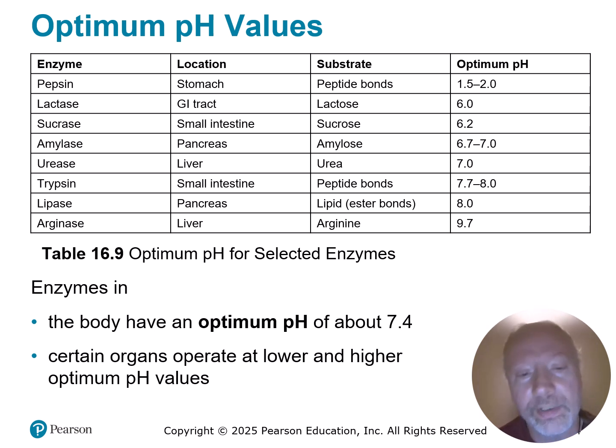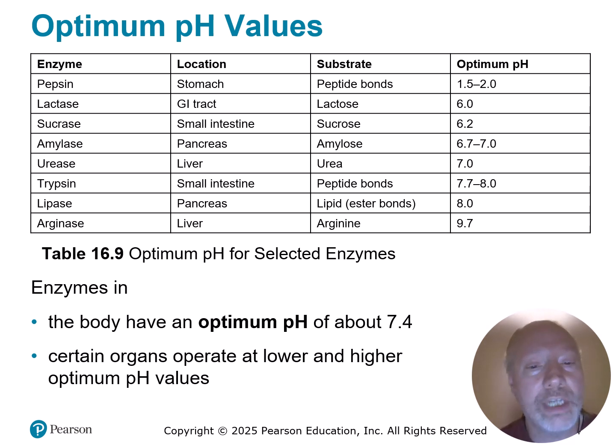In certain organs, they will operate at lower or higher optimal pH values. So a lot of enzymes, and we're not showing all those, operate best around 7.4. But many of them are sequestered, meaning kept apart, in areas that could be very acidic or very basic. The extreme is pepsin, found in the stomach. It breaks peptide bonds, and its optimal pH is 1.5 to 2.0. Well, that's not going to be operating in the bloodstream, or we wouldn't be alive, right?